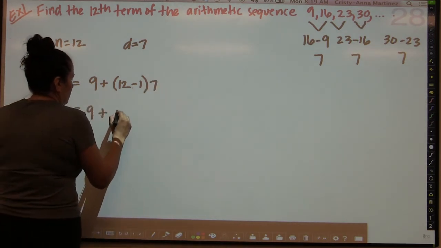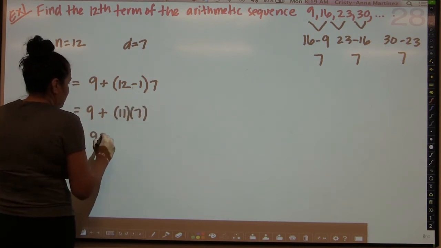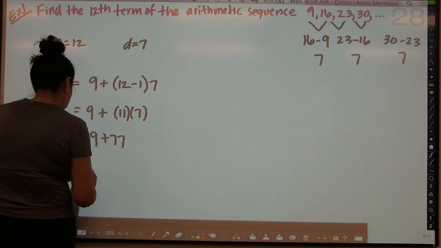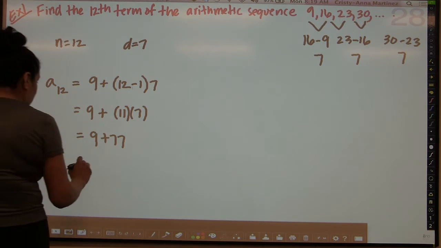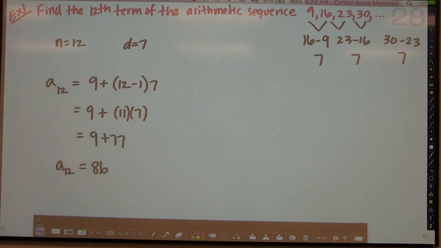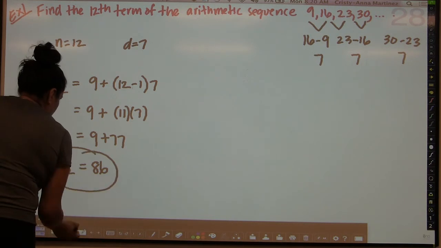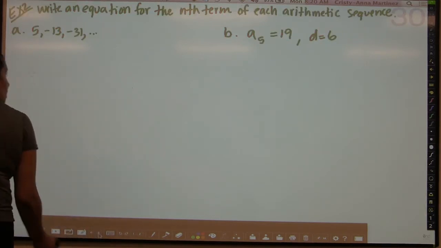9 plus 12 minus 1 is 11. 11 times 7 is 77. And 77 plus 9 is going to be 86. So it turns out the 12th term of this arithmetic sequence is 86. And that's how you do that. So now we're going to let you try these examples and do it yourself, number 1. And then we're going to go to example 2.